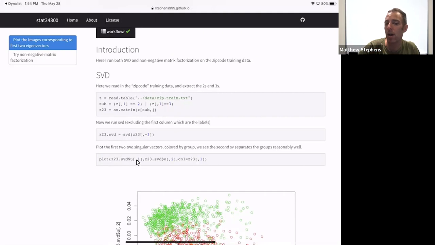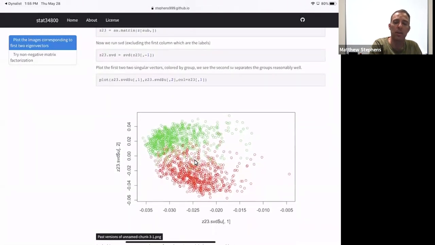Here what we've done is plot the first left singular vector. The u's are called the left singular vectors and the v's are called the right singular vectors. So we're plotting the first left singular vector against the second left singular vector here. And the color here is the label, either 2 or 3. 2 is red in R, so the 2's are colored red and the 3's are colored green. So this is what you get when you plot this. What you can see is that the first singular vector doesn't really separate out the 2's versus the 3's. We'll see why that is in a minute.